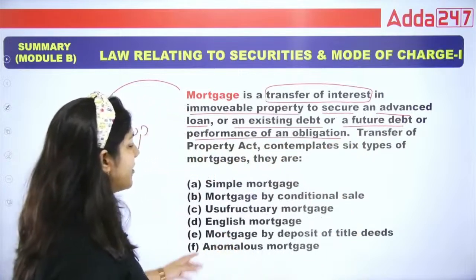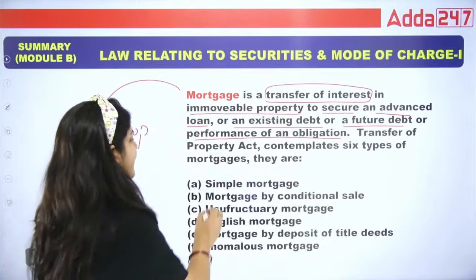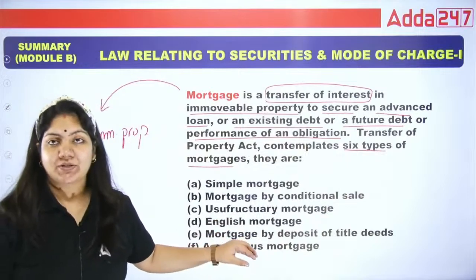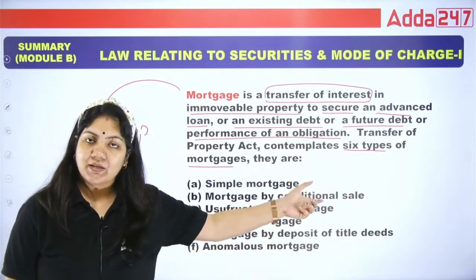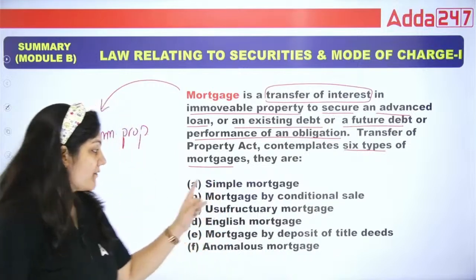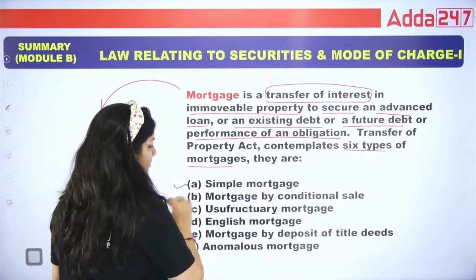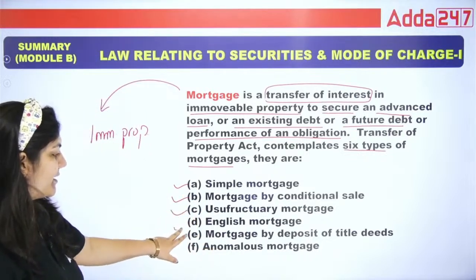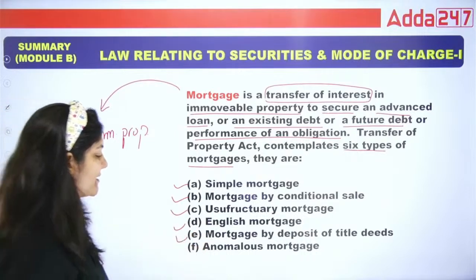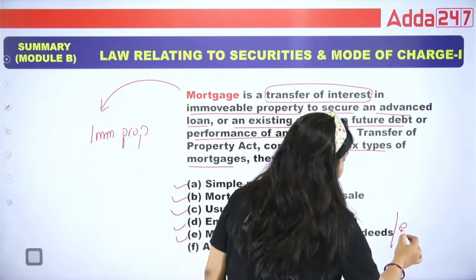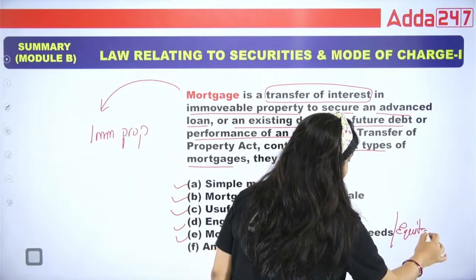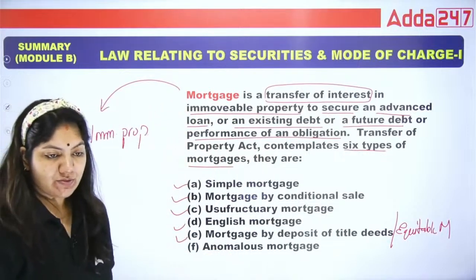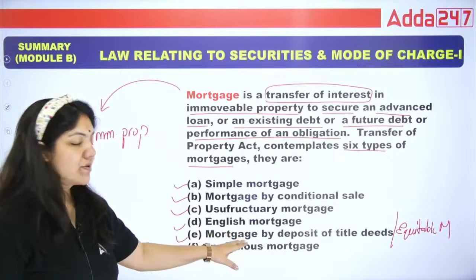The Transfer of Property Act contemplates 6 types of mortgage. So guys, there are 6 types of mortgage, and in the summary session, it is given line by line in the summary also. So first of all, you have to remember: simple mortgage, mortgage by conditional sale, usufructuary mortgage, English mortgage, mortgage by deposit of title deed, which is also known as equitable mortgage, and the last one is anomalous mortgage. So there are 6 types of mortgage in your TP Act.